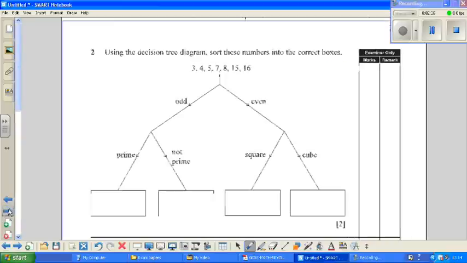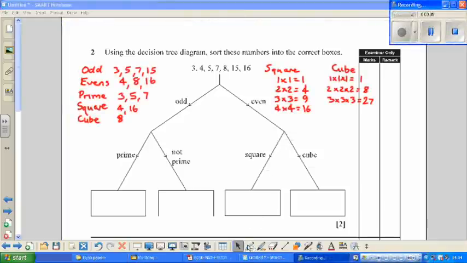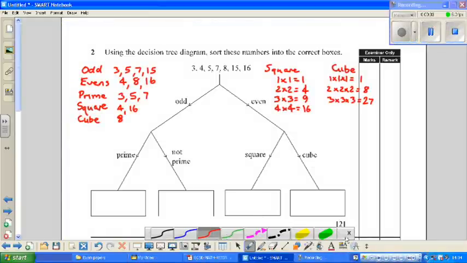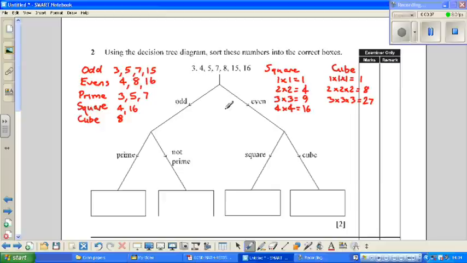Okay, so the next question then, question 2. If you could stop the video now and have a go at question 2, we'll go through the solution. So let's just remind ourselves, this is question 2, and they're asking us to separate various numbers into different categories: odd, even, prime, square, cube. Probably a good idea just to make a little list of each one first.